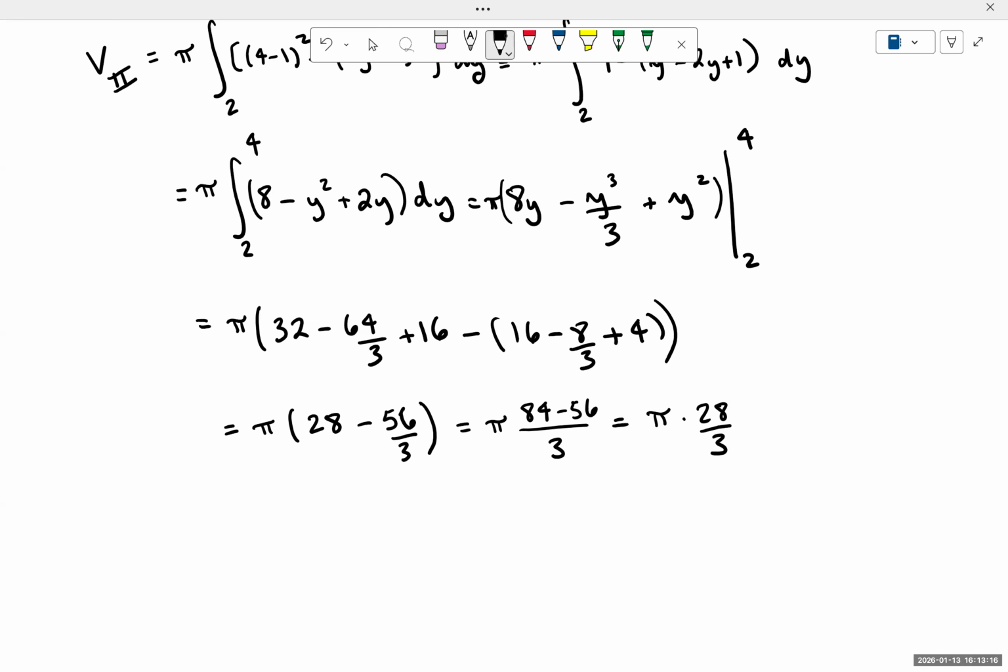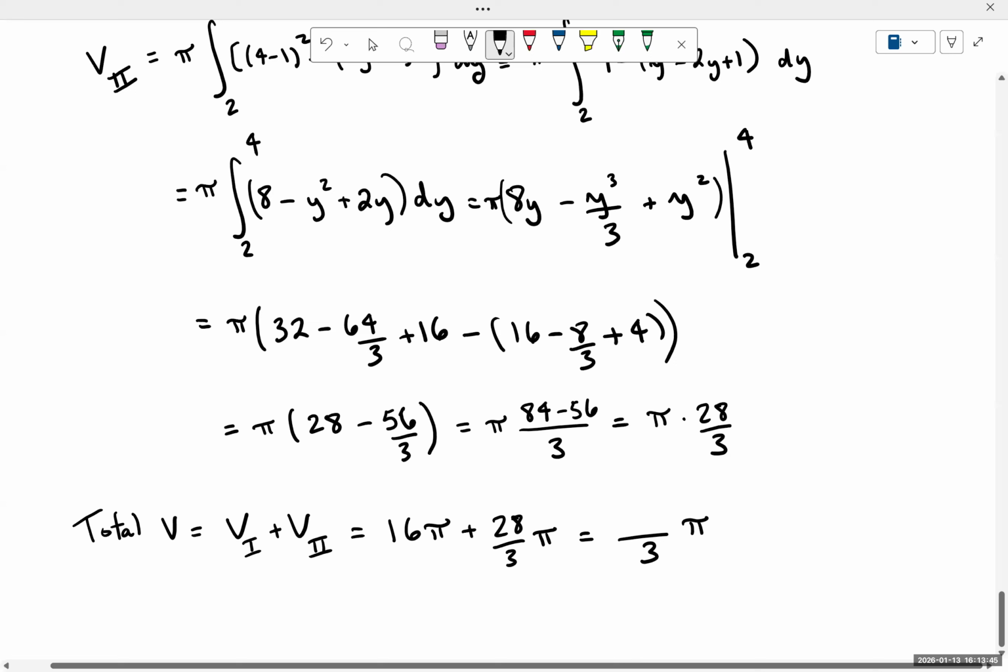Let's go back and see. This is just volume 2. Total volume was volume 1 plus volume 2. So I had 16 pi from the first part and 28/3 pi from the second part. And so if I put those together, I get 76/3 pi, which is the complete answer to the whole thing.